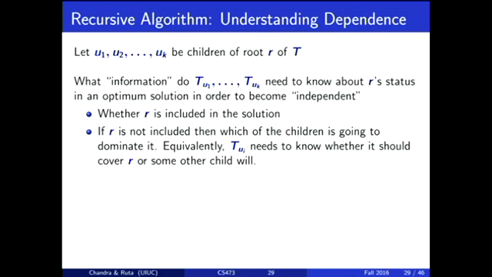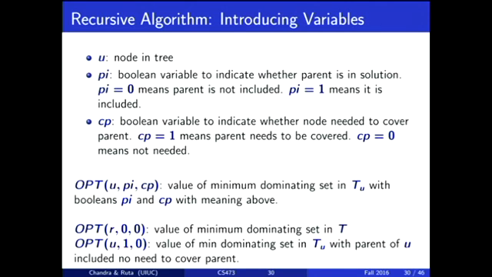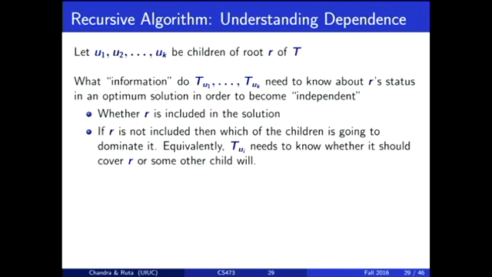The other thing I need to know is that in the second case, if the root is not included, at least one of them has to cover it. Which one? So the minimum information that the child needs is, should I cover the root or will somebody else cover the root? Does it make sense? I need to know, am I responsible for covering my parent or will another sibling take care of the parent?